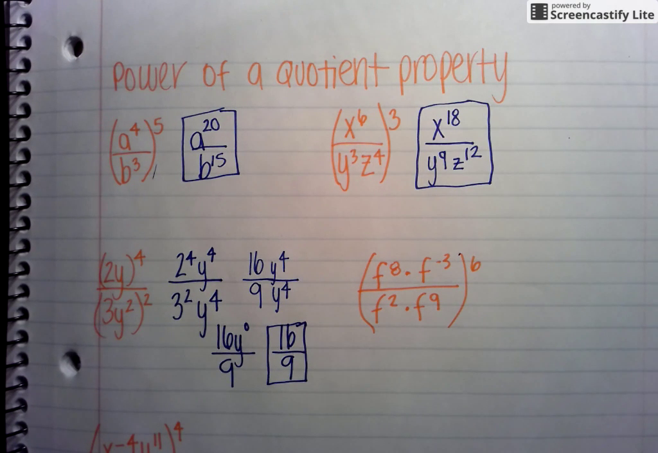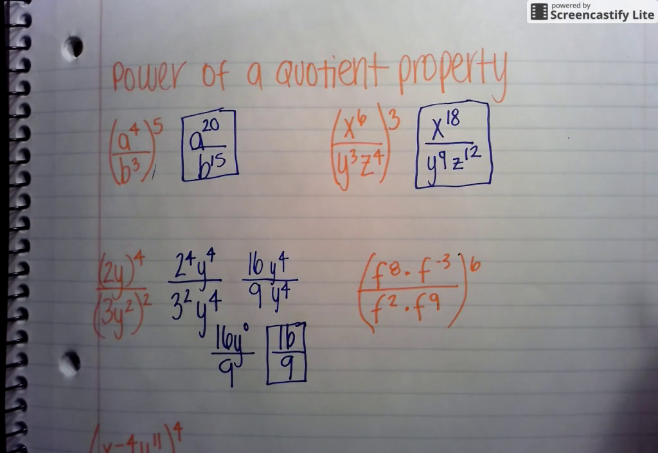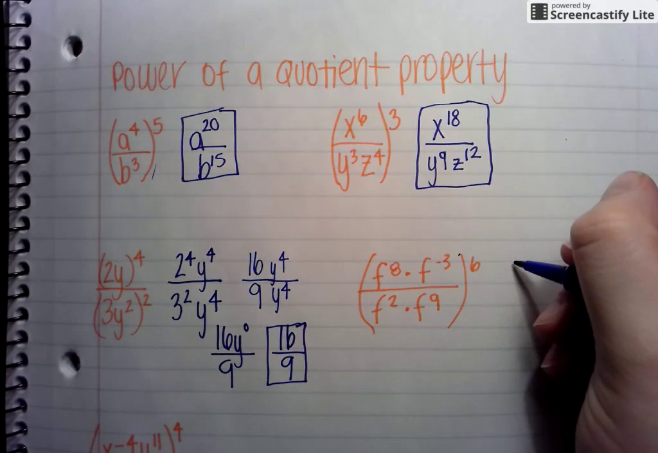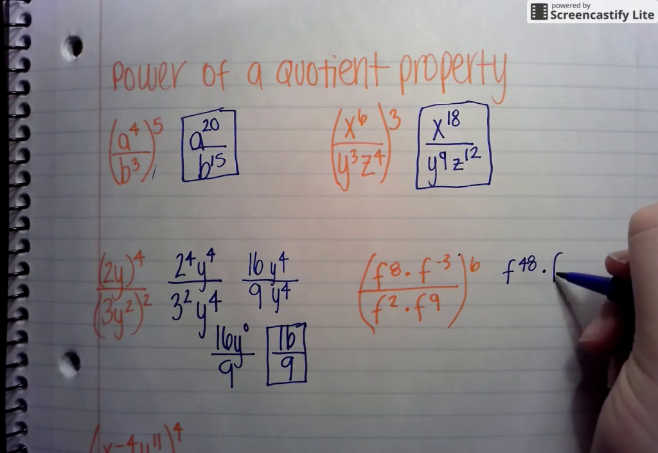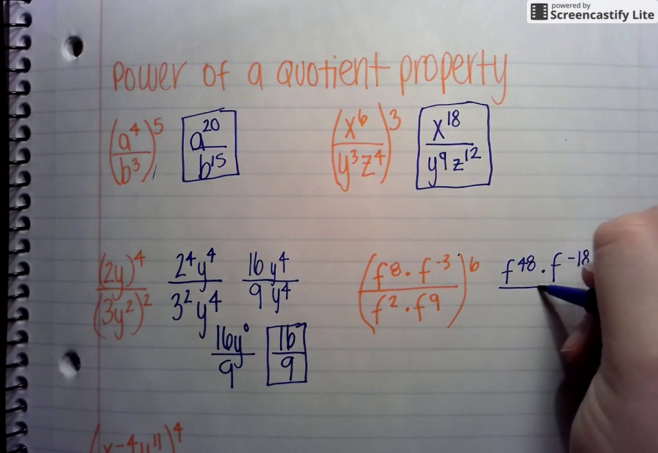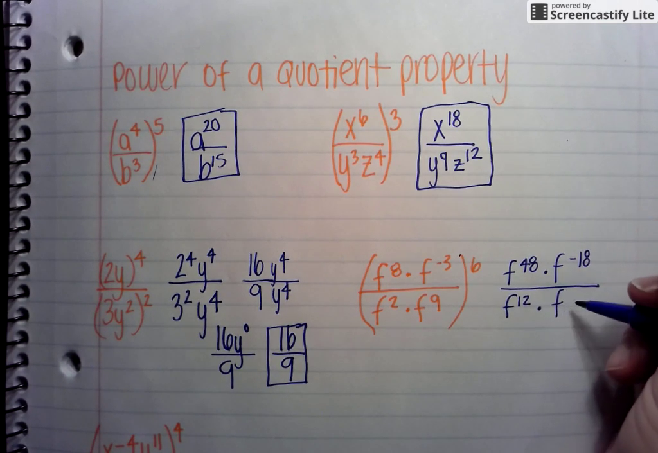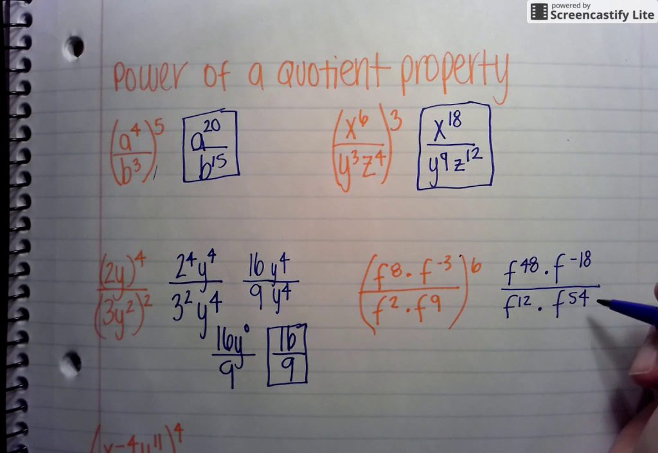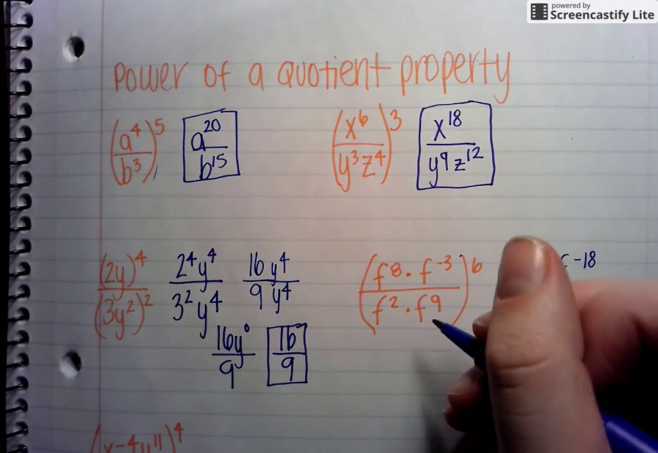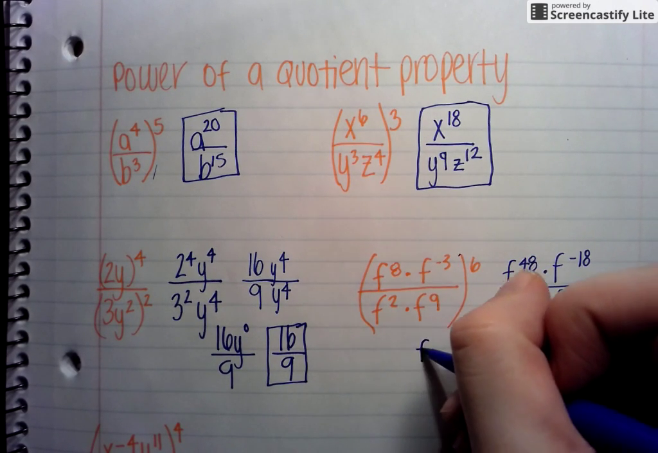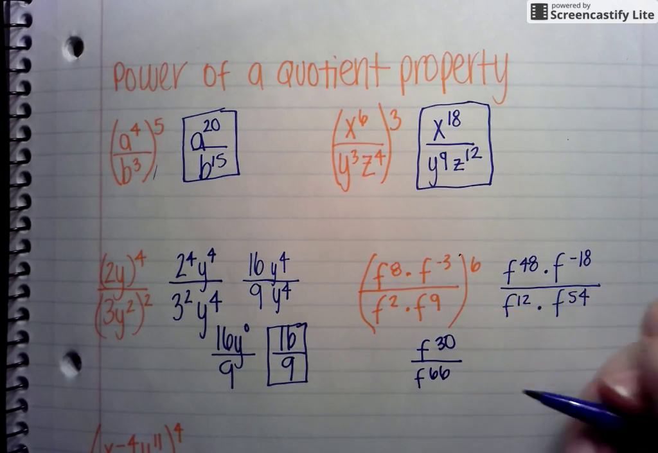Now with this one, what I would do first is distribute that 6 and give it to each value. So this would be f to the 48th power times f to the negative 18th power all over f to the 12th power times f to the 54th power. From there, I would add the exponents across because you're multiplying. So I would have f to the 30th power over f to the 66th power.